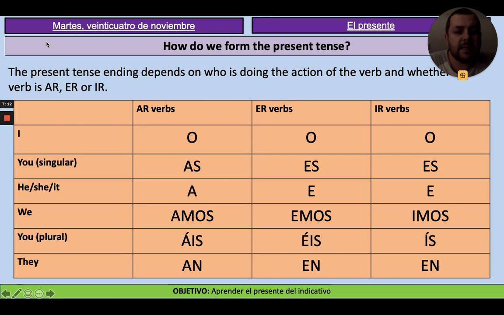Okay, so you can say them after me now. So AR verbs: o, as, a, amos, ais, an. ER verbs: o, es, e, hemos, eis, en. And IR verbs: o, es, e, imos, is, en.